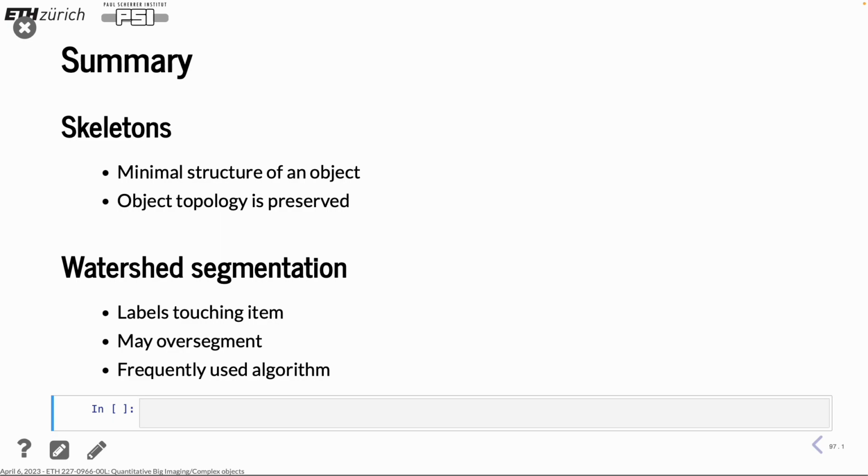And both of these, skeletons and watershed, are available in most image analysis packages. So you can just grab them off the shelf, but you may need to do some preconditioning, otherwise noise and misclassifications may sometimes give you a bit confusing results.